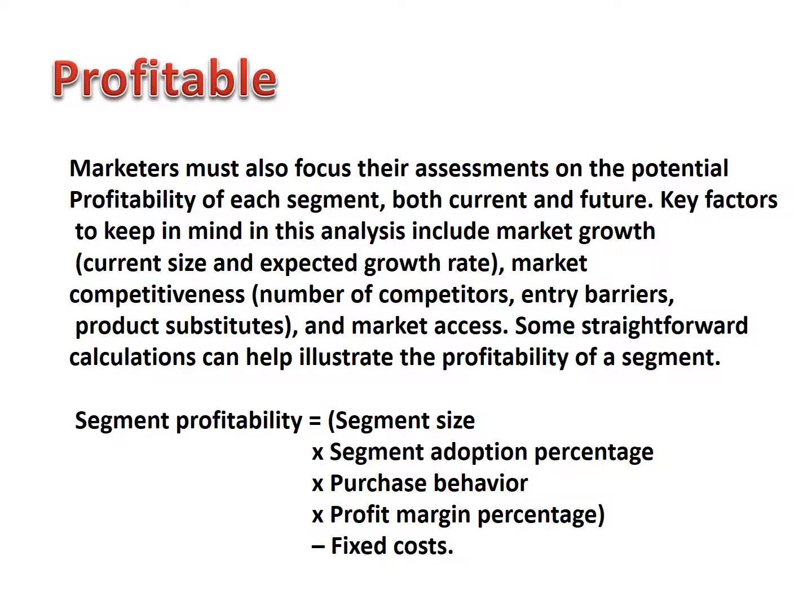Profit margin percentage is selling price minus variable costs, divided by selling price. Fixed costs equal the advertising expenditures, rent, utilities, insurance, and administrative salaries for managers. So that would be the setup on the meaning of each of the segment size and what you have to multiply and subtract by to get segment profitability.